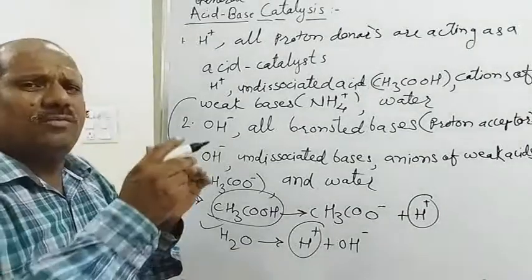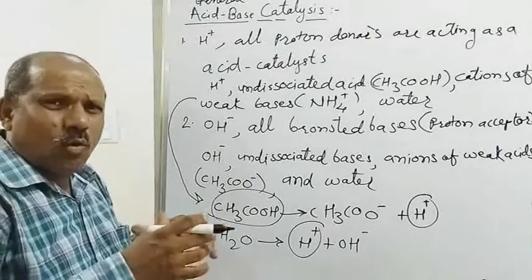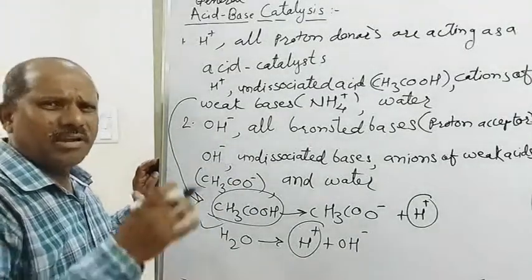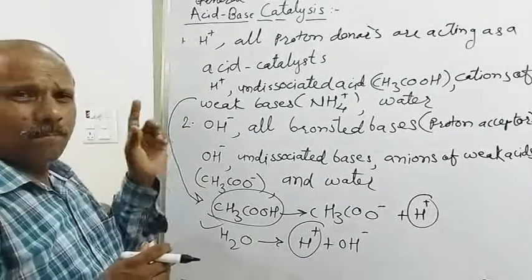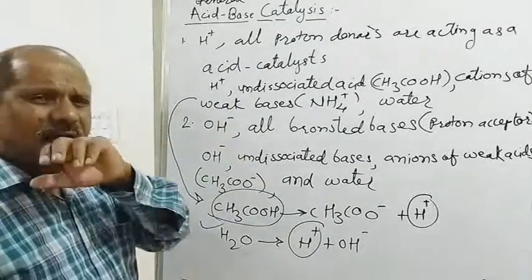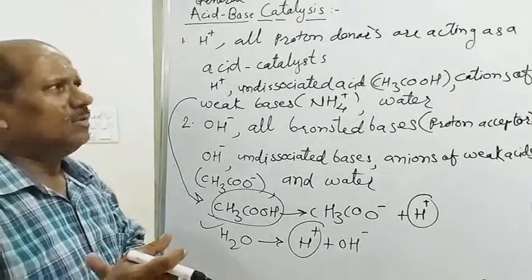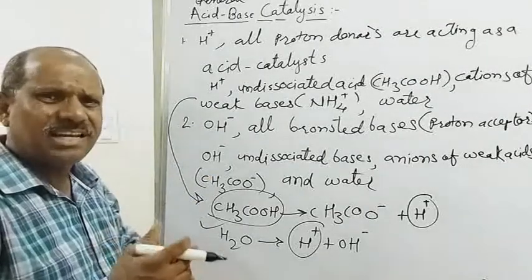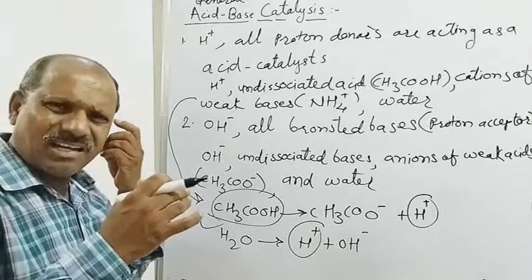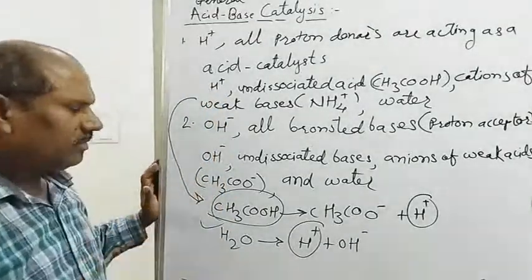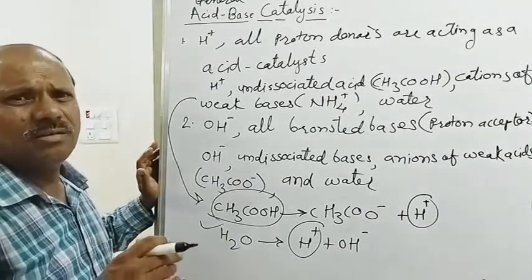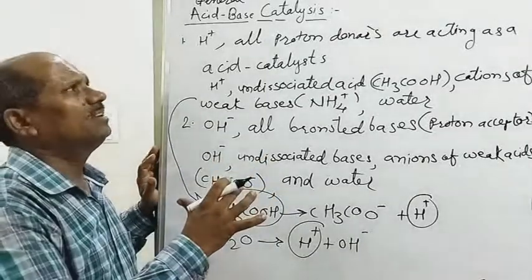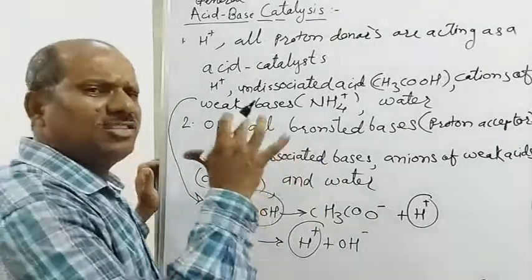Means the concept of acids, general acids and general bases, is now widened and expanded by further study. In the recent study, it is made very clear that not only H plus ions but all the proton donor compounds are acting as an acid catalyst for the acid base catalysis. And not only OH minus ions but all the Bronsted bases, that is the proton acceptor compounds, are acting as a base catalyst. And hence, general acid base catalysis is the process in which general acids and general bases are acting as a general acid base catalyst, and hence the process is called the general acid base catalysis.